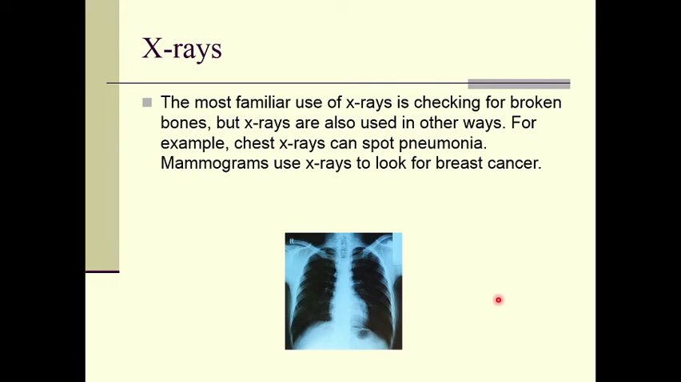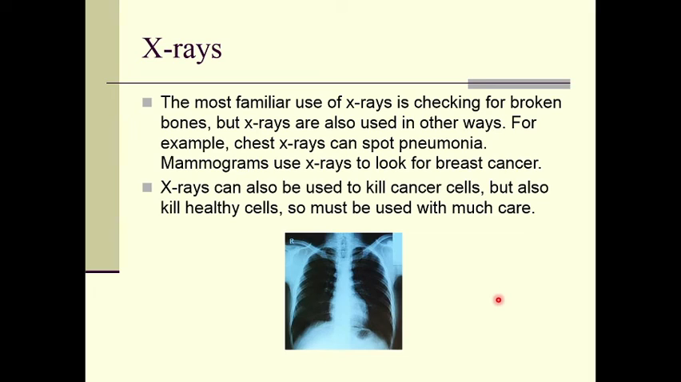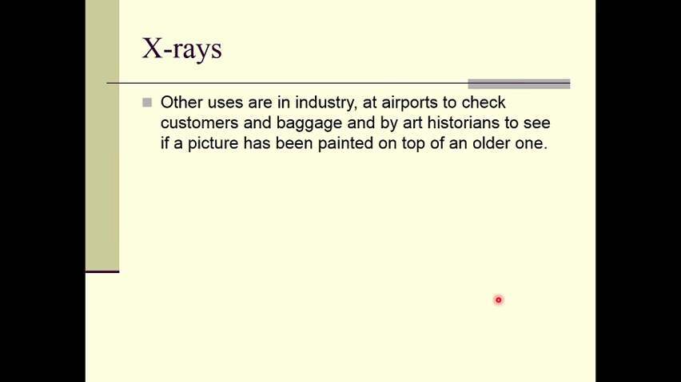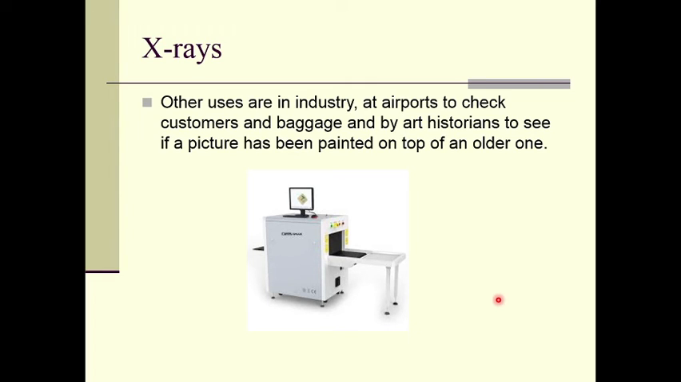So, this is a particular X-ray of a chest. X-rays can also be used to kill cancer cells, but also kill healthy cells, so must be used with much care. Other uses are in industry, at airports to check customers and baggage, and by art historians to see if a picture has been painted on top of an older one. So, this is a particular X-ray machine installed at the airports, or at railway stations, to scan the baggage of passengers.